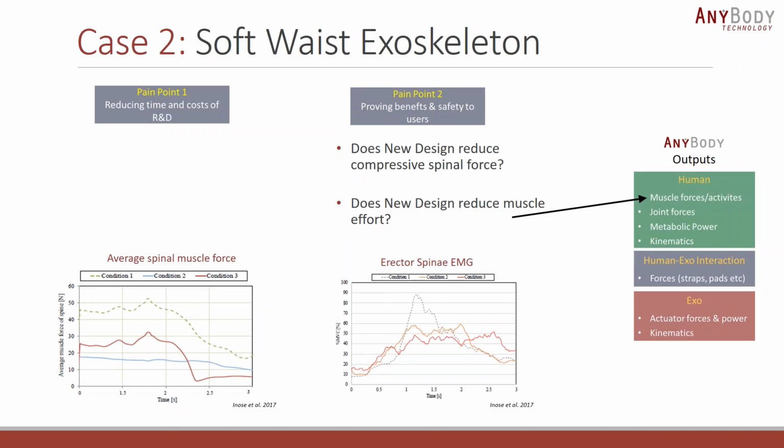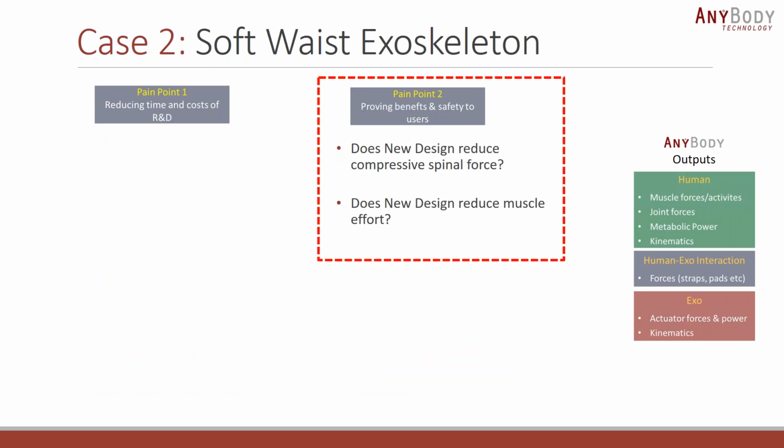They verified the effectiveness of the exoskeletons by using EMG. So again, for condition 1 without the exoskeleton, the peak EMG activity of the erector spinae muscle was higher than what you see for conditions 2 and 3. So unlike case 1, which focused a lot on pain point 1 questions, case 2 has demonstrated how simulations can be used to address pain point 2.